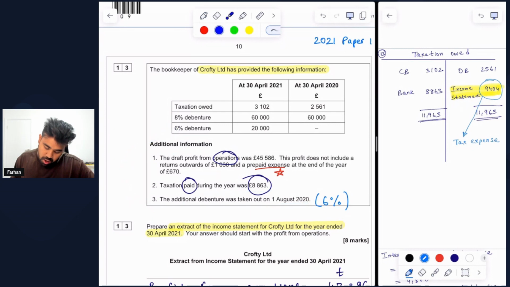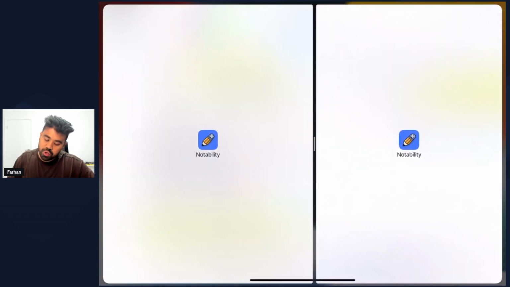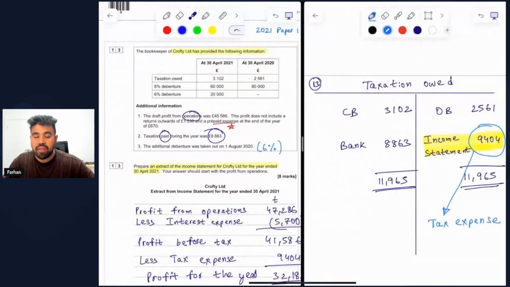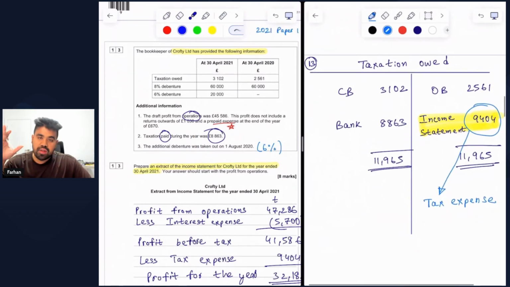The requirement of this question is to prepare an extract of the income statement for Crofty Limited for the year ended 30 April 2021. So on the right hand side of the screen, I've done some workings, which are what we will be going through first, and then you will be using these workings to prepare the final extract of the income statement. So we're going to start with the taxation owed account.